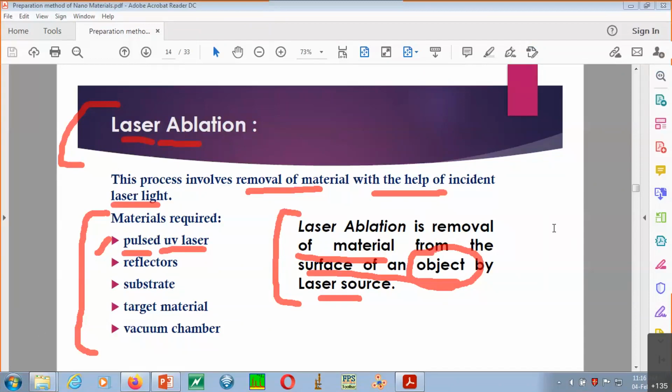Yes, do particles break by high intensity of laser? Yes, it may break. That is why you have to select a pulsed laser only, because if you don't want to break your particles with the high intensity of laser light, then you have to use pulsed laser light, because the output you are getting is in the form of pulses. It is not a direct or continuous output of the laser beam, so it will not destroy your object.